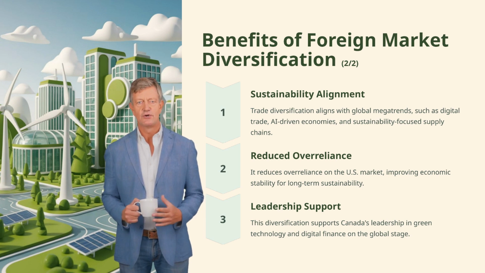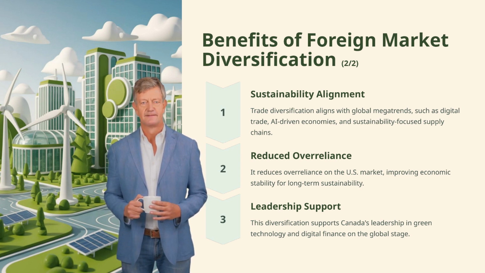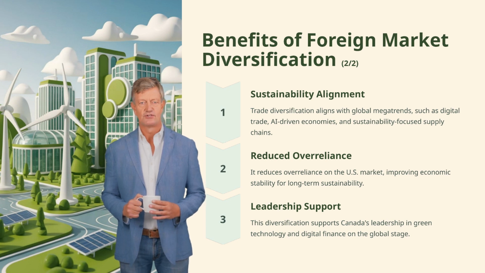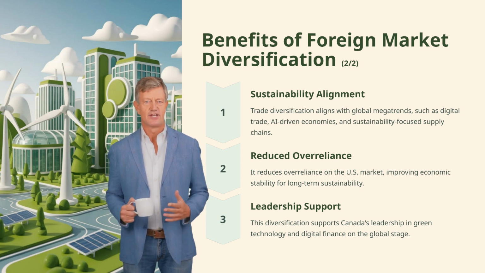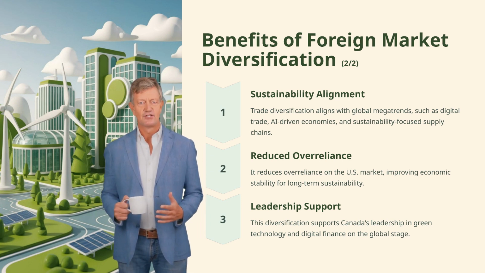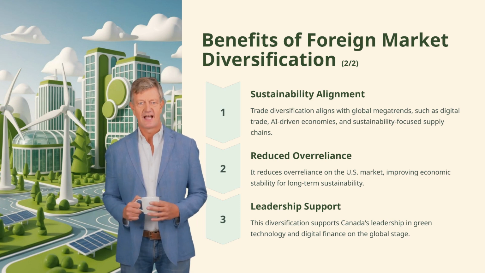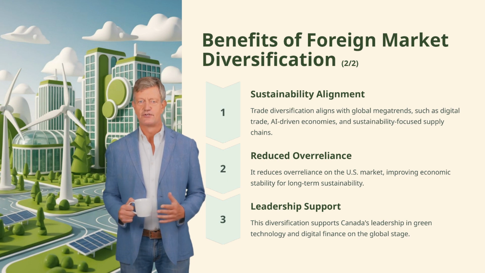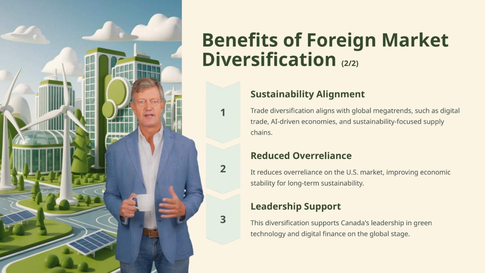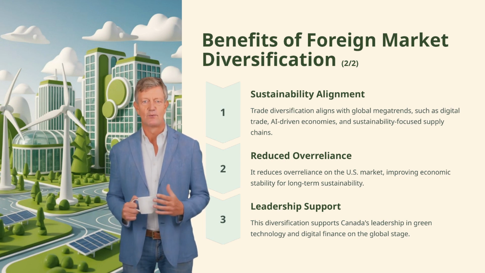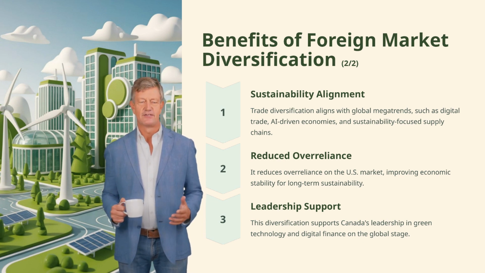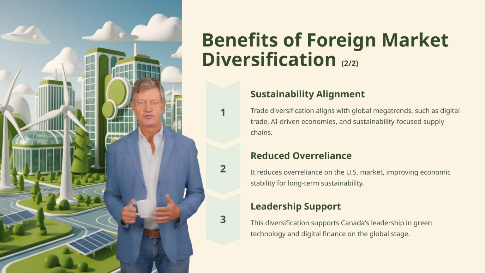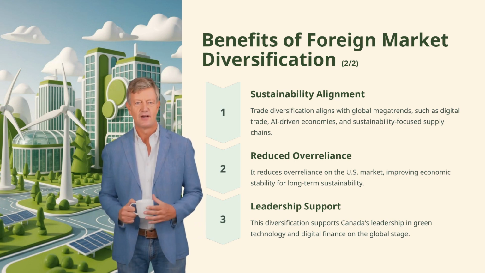Finally, let's consider the long-term sustainability of our trade diversification. Diversifying trade aligns with global megatrends such as digital trade, AI-driven economies, and sustainability-focused supply chains. By reducing our over-reliance on the US market, we bolster economic stability and resilience. This strategy also supports Canada's leadership in sectors like green technology and digital finance, ensuring that we remain competitive in a rapidly evolving global landscape. Together, these benefits create a roadmap for a future where Canada is not only economically robust, but also a leader in shaping the new era of global trade.